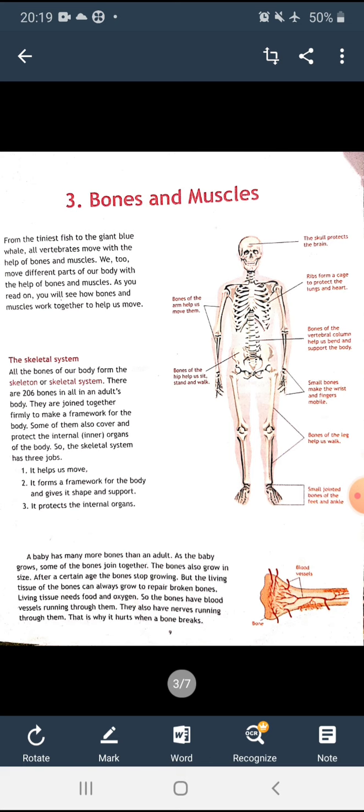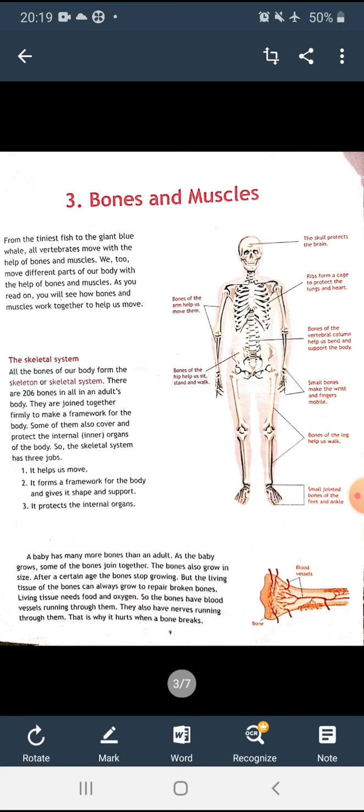So dear students, how do we move? We move with the help of bones and muscles. And we can move different parts of our body with the help of bones and muscles. So you will see how bones and muscles work together to help us move.